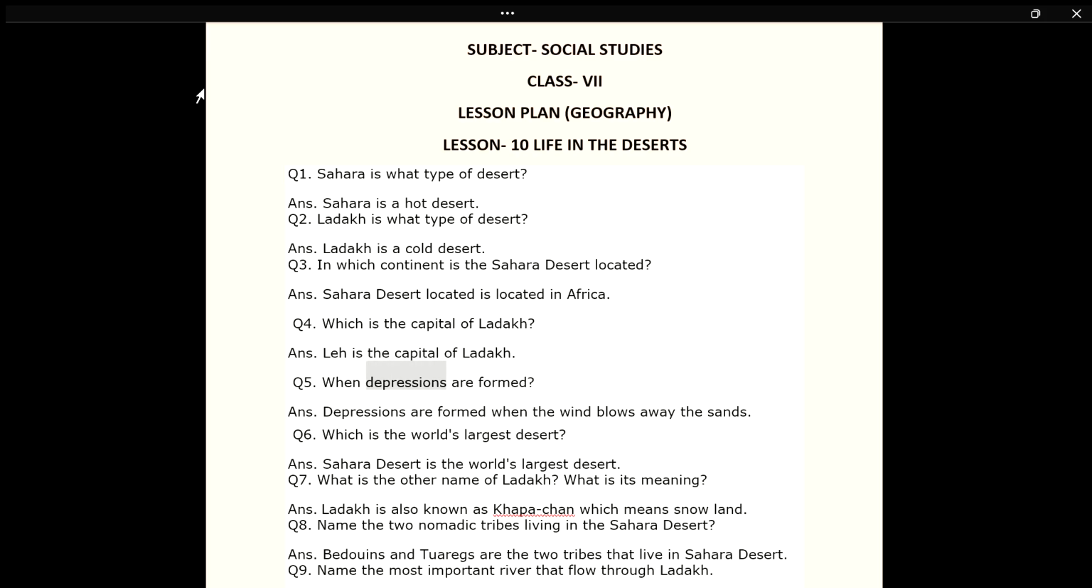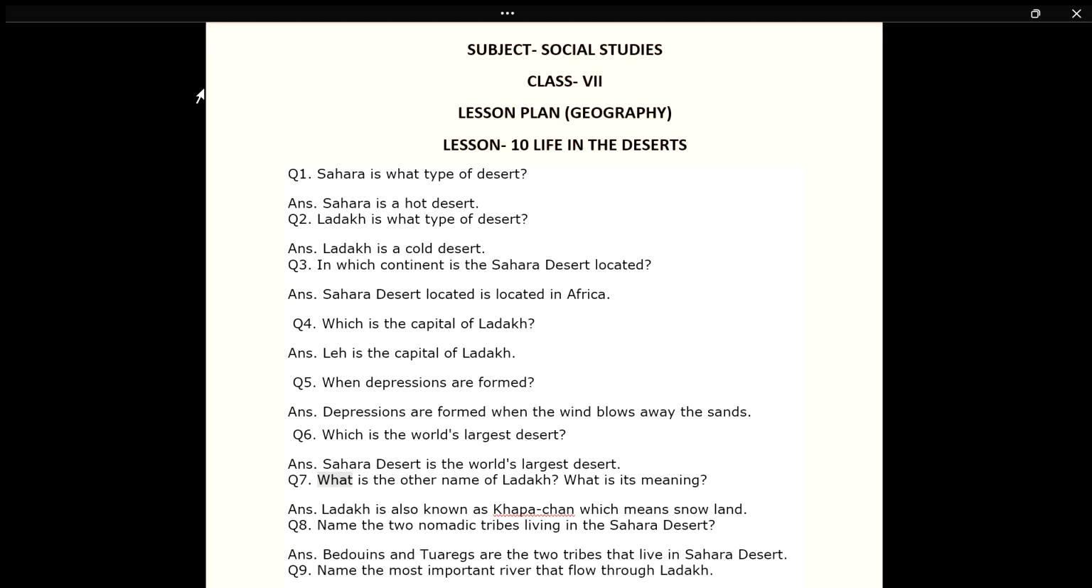Q5. When are depressions formed? Ans. Depressions are formed when the wind blows away the sands. Q6. Which is the world's largest desert? Ans. Sahara Desert is the world's largest desert.